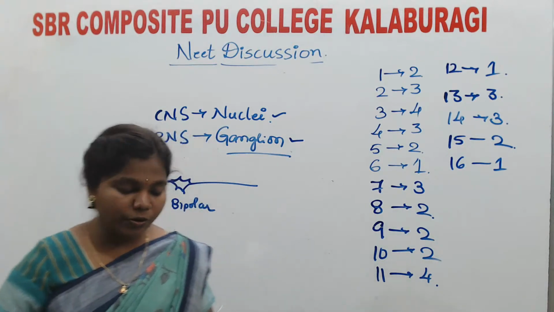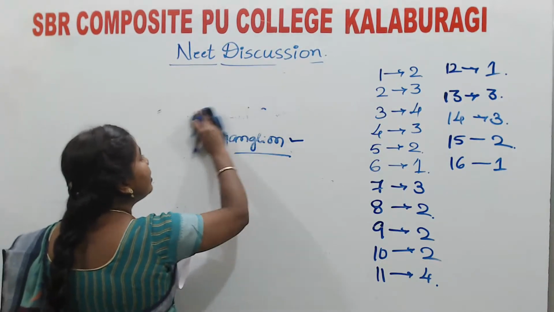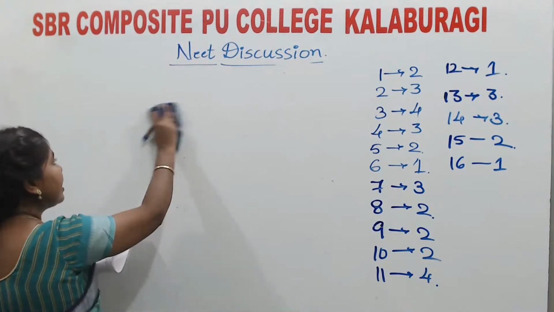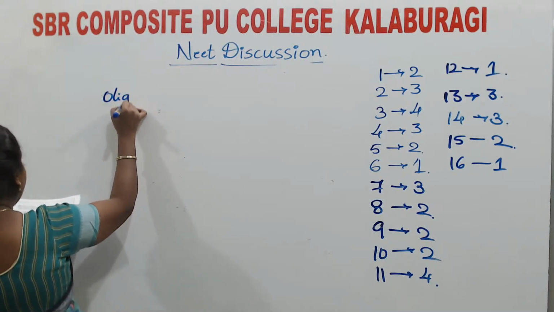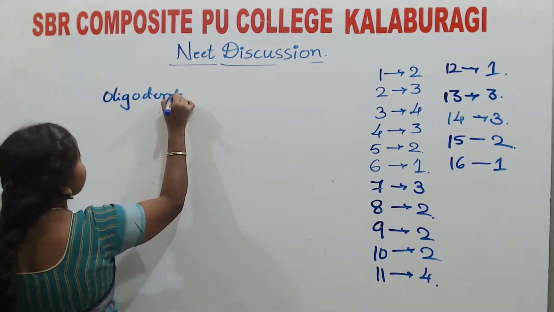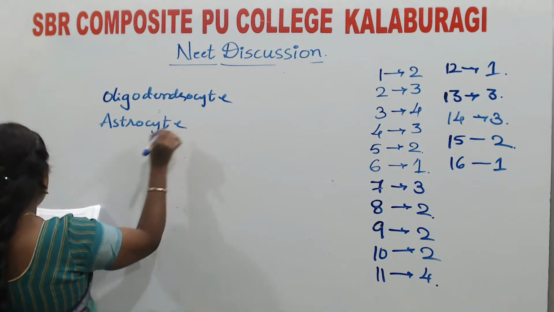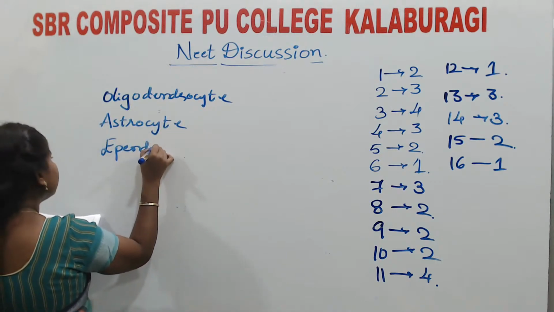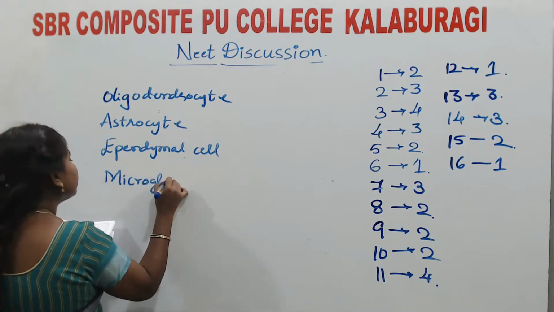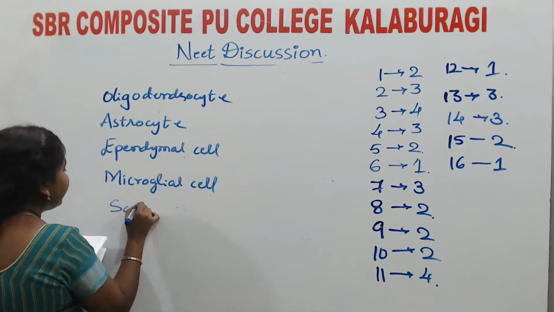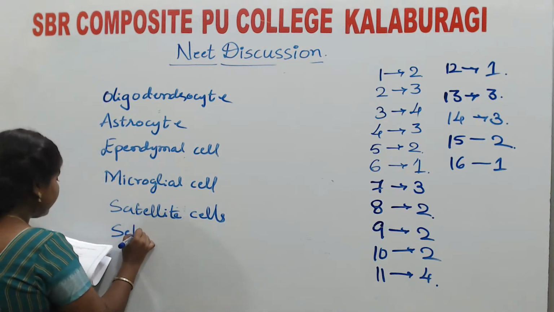Next, the 17th question they have given. Here the cells are nothing but the neuroglial cells. They have given different types of neuroglial cells, and in the second list they have given the functions of those cells. First is oligodendrocyte. The second is astrocyte. Third is ependymal cells. Next, fourth is microglial cells. Next is satellite cells. And the sixth one they have given is Schwann cells.